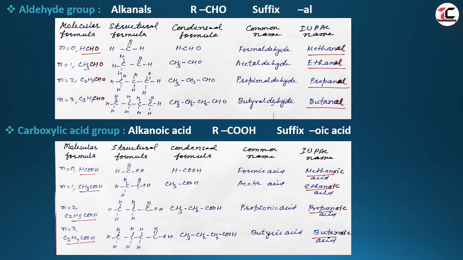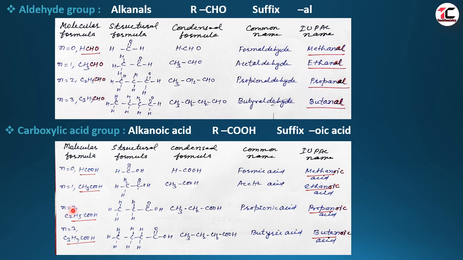Carbon is at the center. 2 valencies of carbon are satisfied by oxygen and 2 other valencies are satisfied by 1 hydrogen and 1 OH group. Now its condensed formula is HCOOH. Common name is formic acid and IUPAC name is methanoic acid. Oic is the suffix used for carboxylic acid. If n is equal to 1, that means we are taking an extra carbon atom. Then the molecular formula becomes CH3COOH. Condensed formula is CH3COOH. Common name is acetic acid and IUPAC name is ethanoic acid.